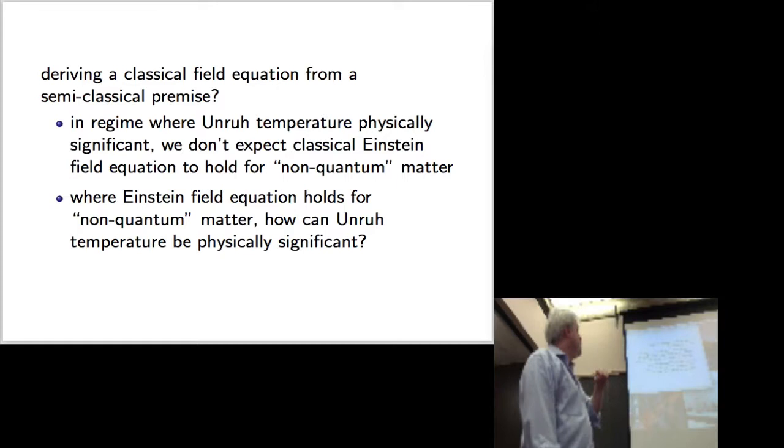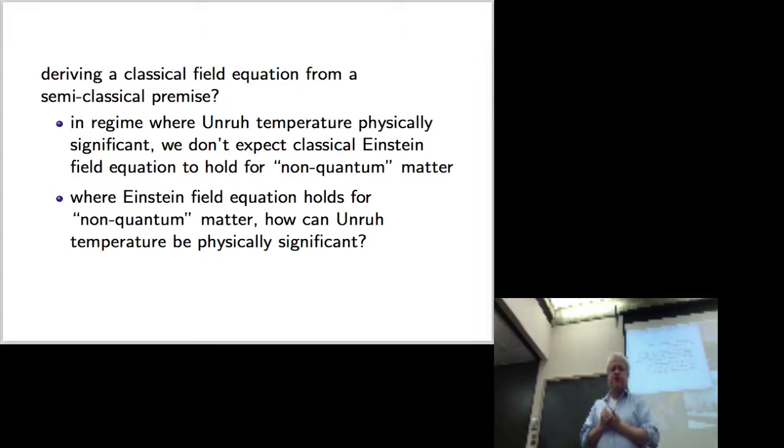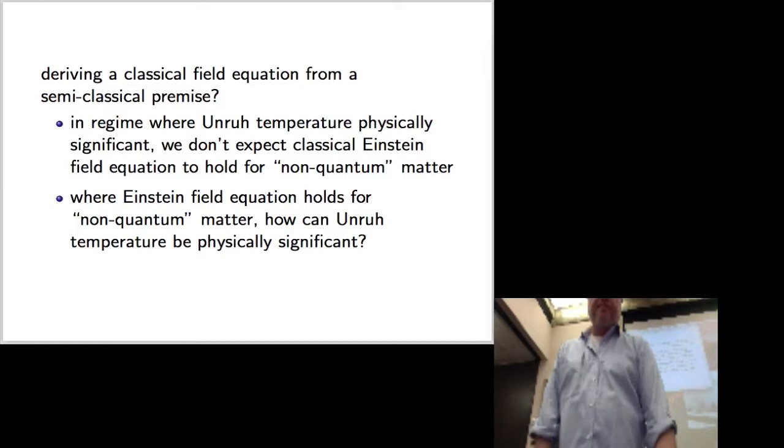Because in the regime where Unruh temperature is physically significant, we don't expect the classical Einstein field equation to hold for non-quantum matter. And in the regime where the Einstein field equation holds for non-quantum matter, how can the Unruh temperature possibly be physically significant? When there are ordinary matter fields around, you can at most get Unruh temperatures of like 10 to the minus 12 Kelvin. And it'll be completely swamped by the thermodynamical properties of the ordinary matter, which in general will have a temperature that is not 10 to the minus 12 Kelvin.